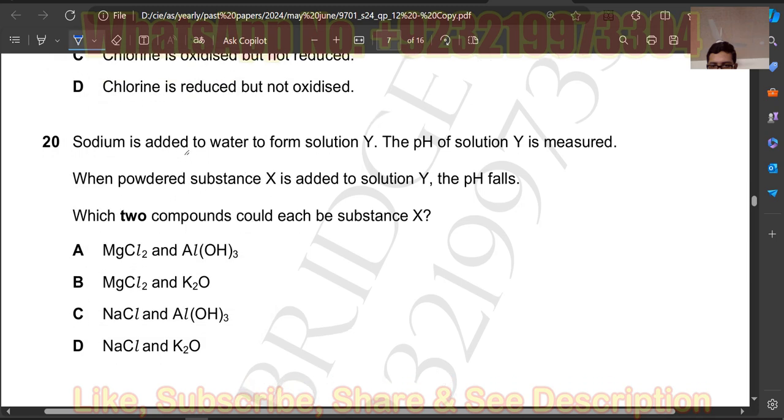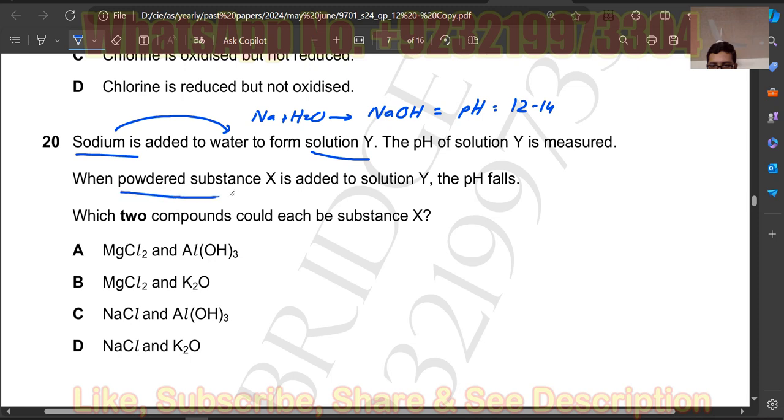First of all, you should know what the type of solution is when sodium reacts with water to form Y. It is definitely sodium, and sodium is very reactive with water. As a result NaOH is produced, which means it is a very strong alkaline solution, with a pH value of about 12 to 14. You will get this much value. Now this solution contains powdered substance X, which means X must be a combination of the compounds given in these four options.